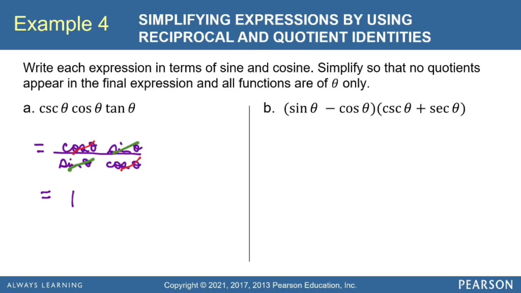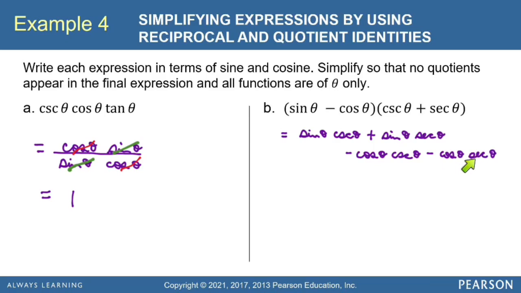So let's start at the beginning. So FOIL, first times first, is going to be sine of theta times cosecant of theta. Outer times outer is going to be sine of theta times secant of theta. And then inner times inner, we have negative cosine of theta times cosecant of theta. So that's going to be minus cosine of theta times cosecant of theta. And I went to a second line here just because I was running out of room. And then for last times last, we have negative cosine of theta times secant of theta. So we will write minus cosine of theta times secant of theta.